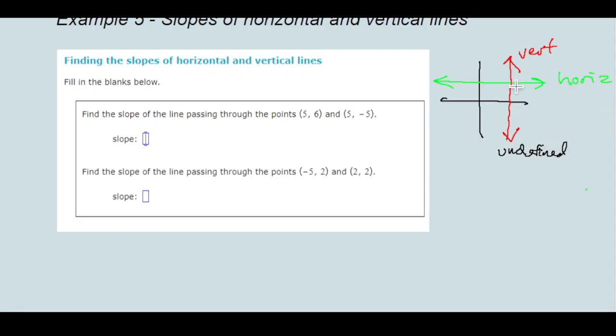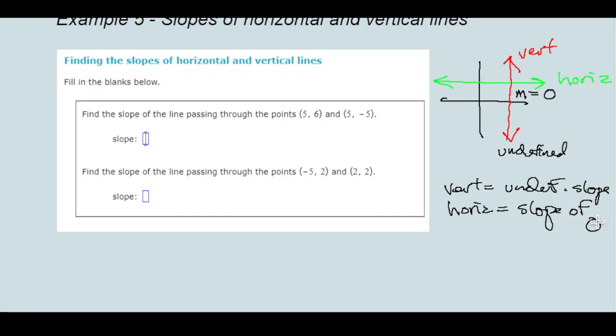So for vertical lines, the slope is always undefined because we don't know how to explain it in mathematical terms. And horizontal is the opposite of that, where it's completely flat. It has no slope. And the number that represents no slope in math is zero. We use m for slope, so the slope is m equals zero. So the rule is vertical lines have undefined slope, and horizontal lines have slope of zero.